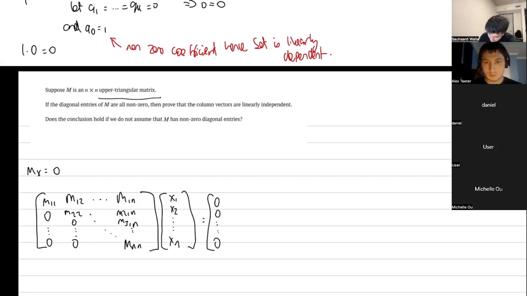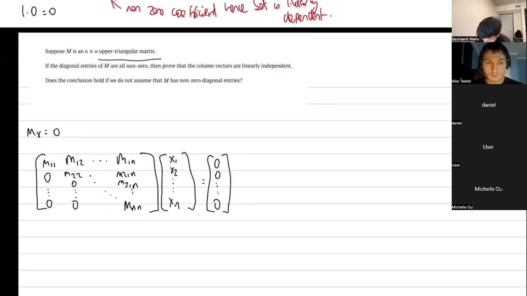I'm just writing this for a second, and I want to ask people now, why have I written this? What do we now need to prove? If we've written it in this form, what is left to prove? It's the same thing we were talking about a minute ago. What is left to prove? Linear combination of the columns is equal to 0, correct? All the xi are 0, yeah. So this would be the same thing as saying x1 m11 plus x2 m12 plus all the way till xn mnn is equal to 0.